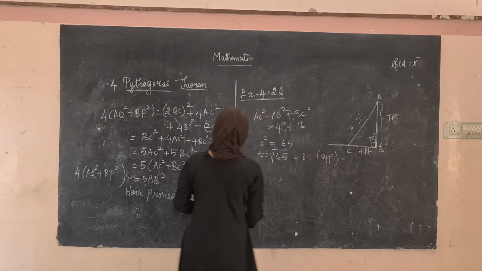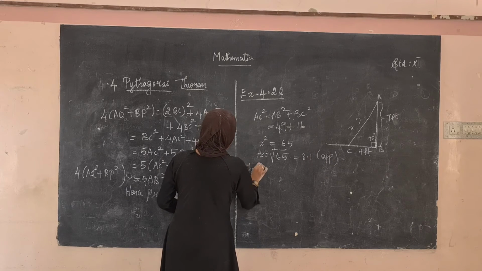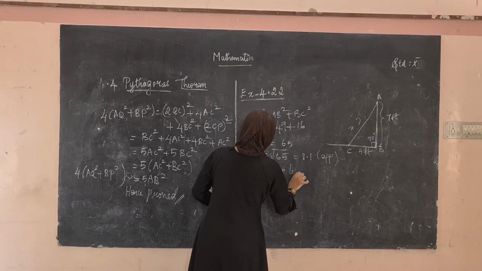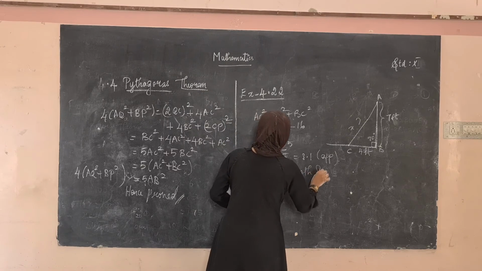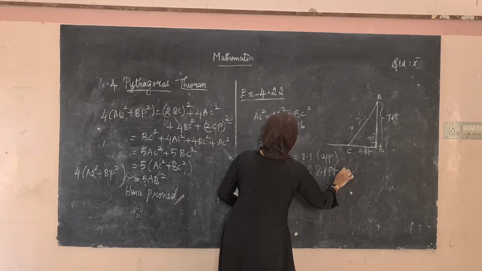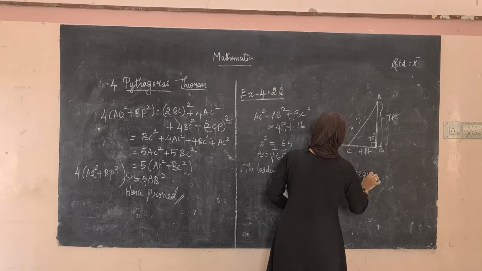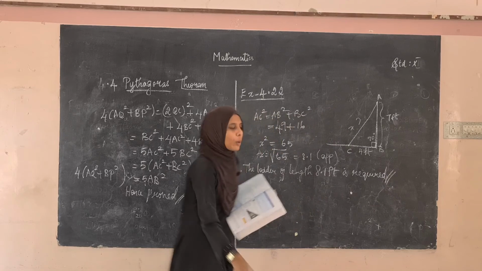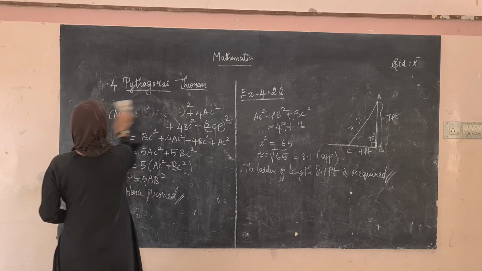Therefore the ladder of length 8.1 feet is required. You have to write the answer in words because this is a word problem. Okay, now let us see the next example.